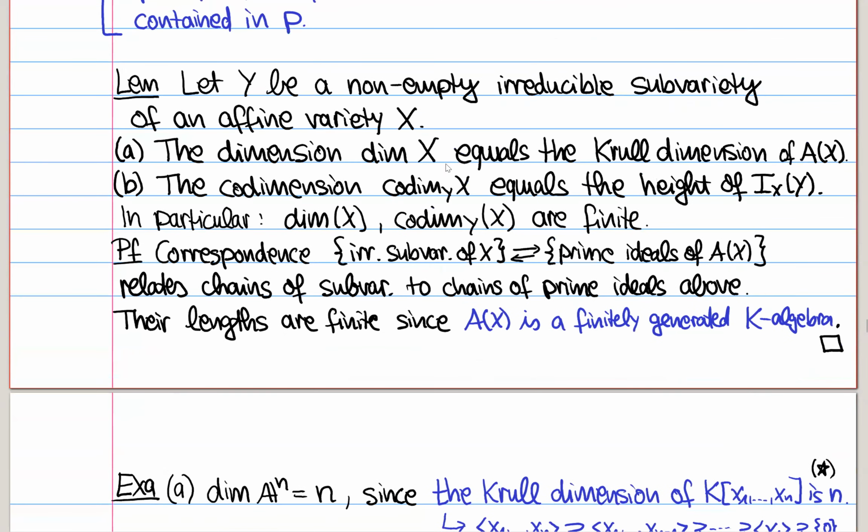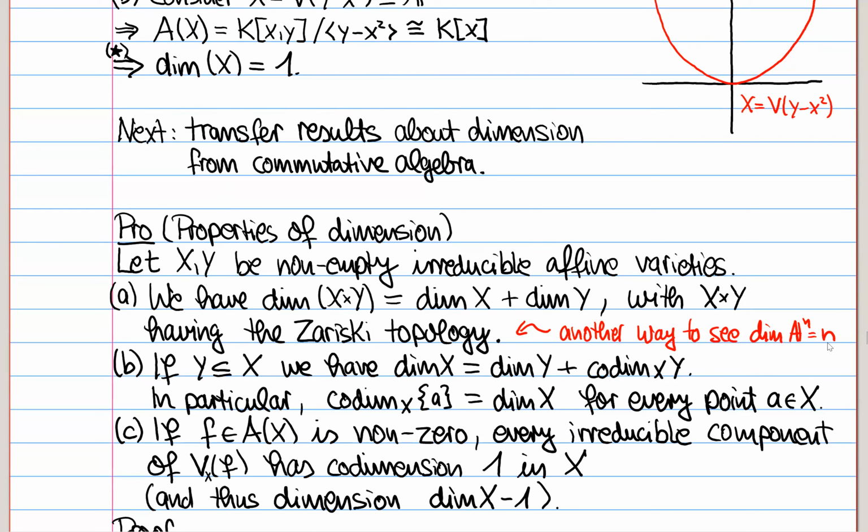And as a side remark, this is the second way to show the dimension of A^n is equal to n, because we could see by hand that the dimension of A^1 is equal to 1, just because we basically can write down all of the prime ideals. And then A^n is the product of A^1 cross A^1 cross A^1, n times. And so its dimension, applying this a couple of times, is just the sum of n summands equal to 1. So this is n. Okay, that's another way to see this.